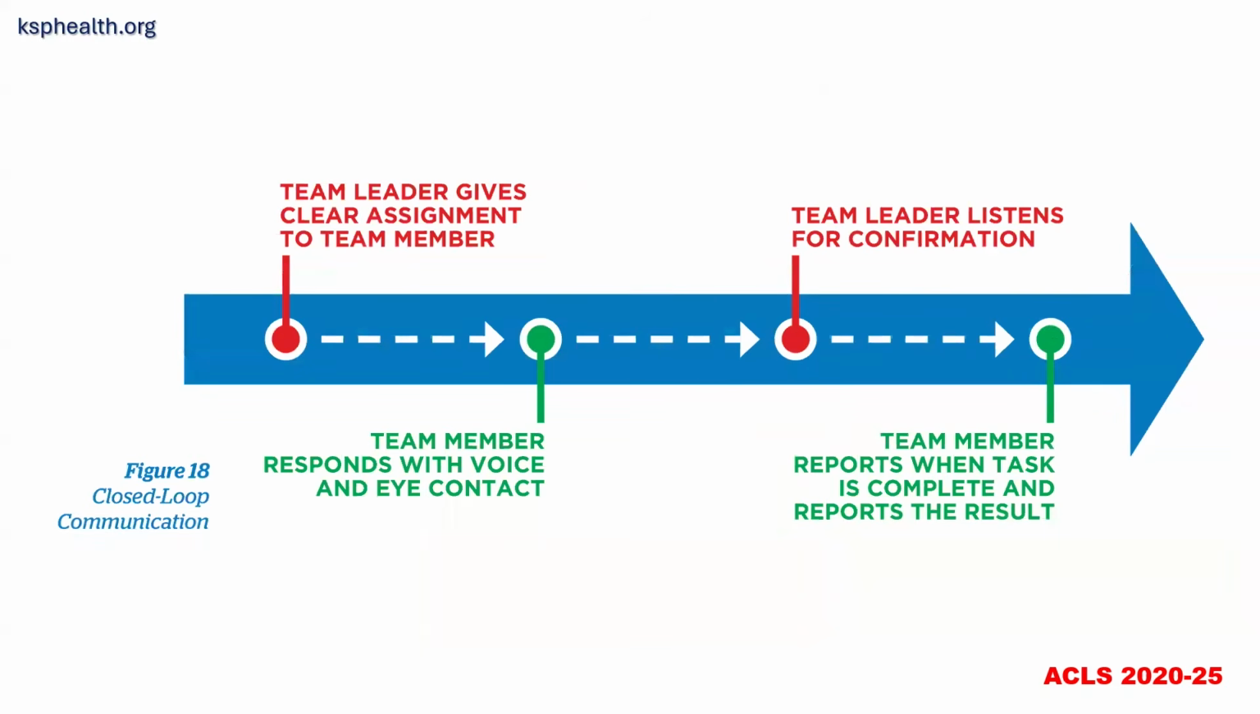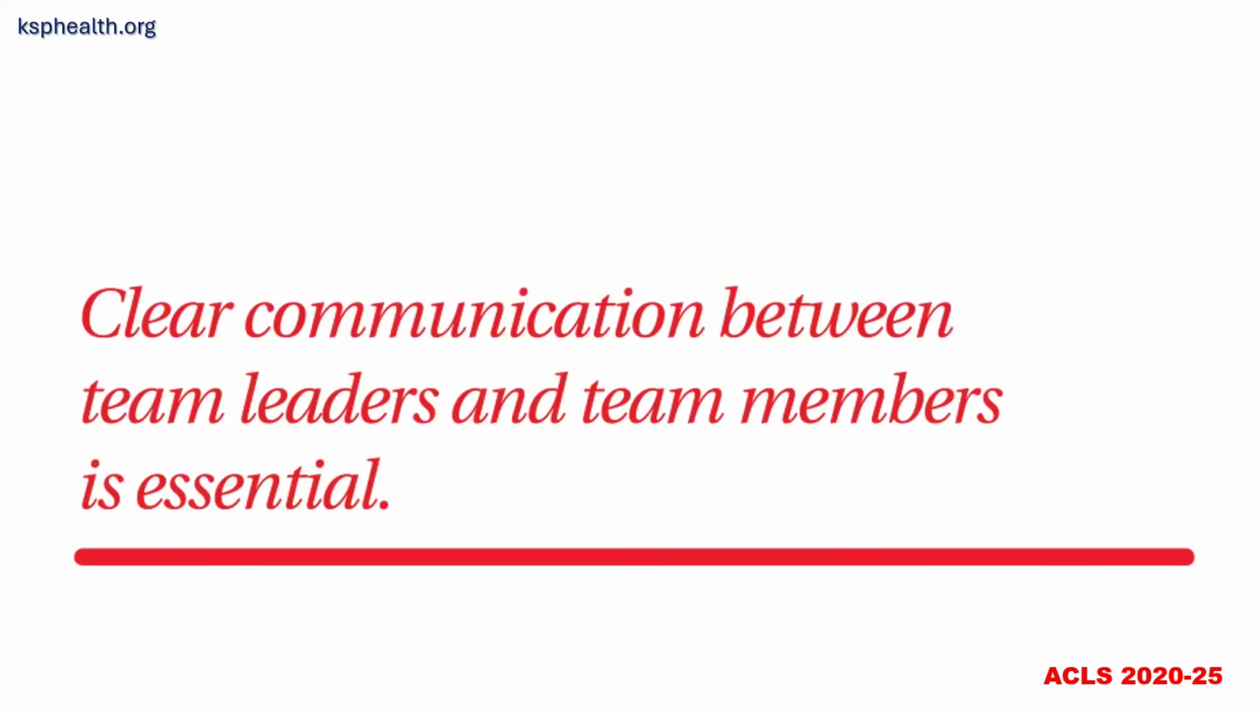The team leader gives a clear assignment to a team member. Team member responds with a voice and eye contact. The team leader listens for confirmation. Team member reports when task is complete and reports the result. This is the important closed loop communication. Clear communication between team leaders and team members is essential in order to deliver high quality CPR.